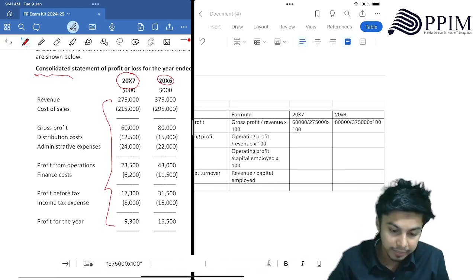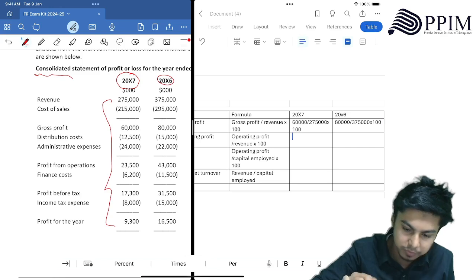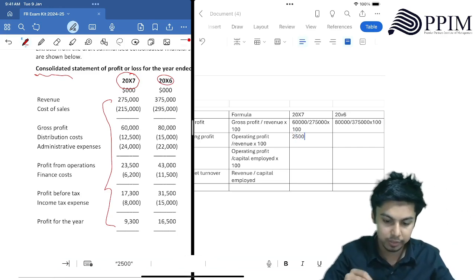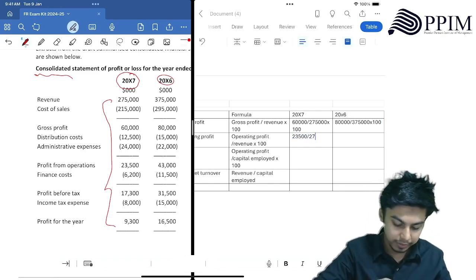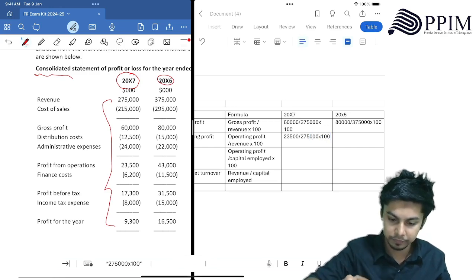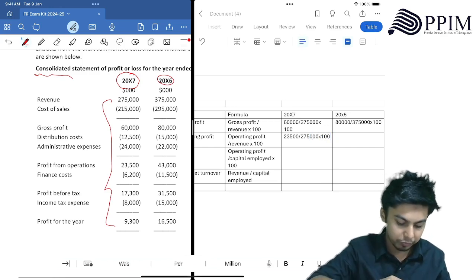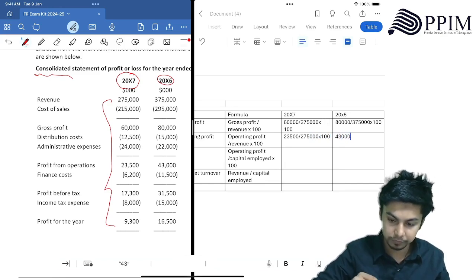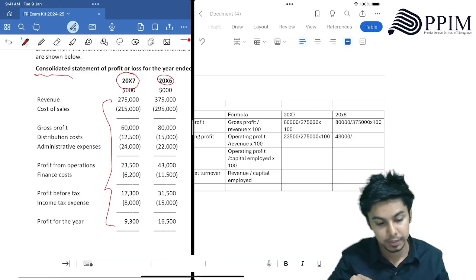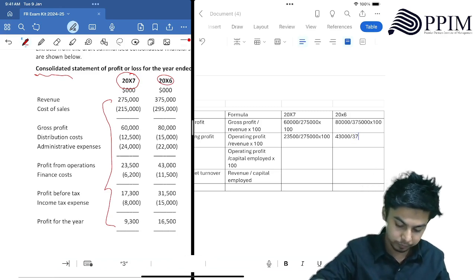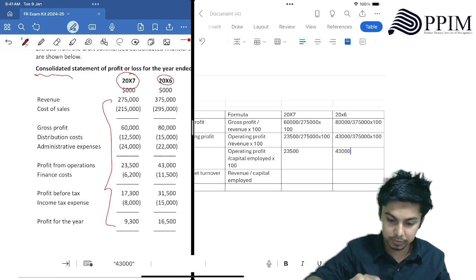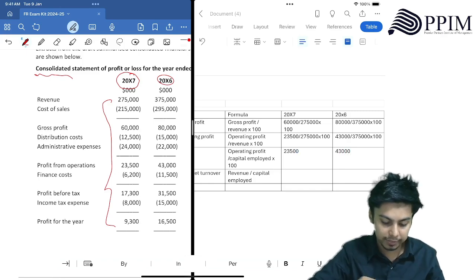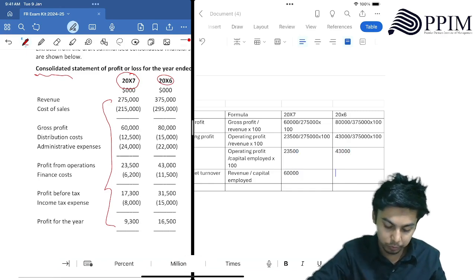Right. Then, guys, on the other hand, operating profit, just copy the numbers they have given directly, 23,500 over here, divided by revenue, 275,000 into 100. Over here, guys, we have profit from operations, 43,000, that divided by 375,000 into 100. Again, operating profit, 23,500. Here, 43,000 divided by capital employed. Here the revenue I can write 60,000 and the revenue, guys, 80,000.